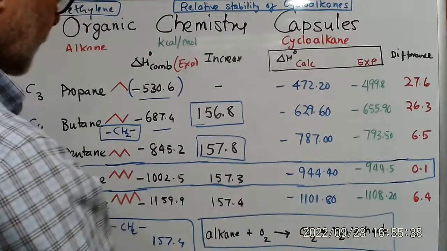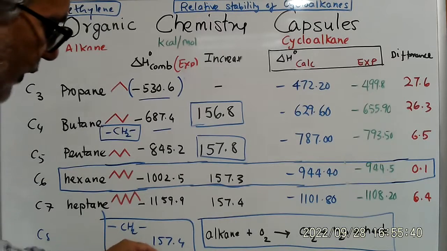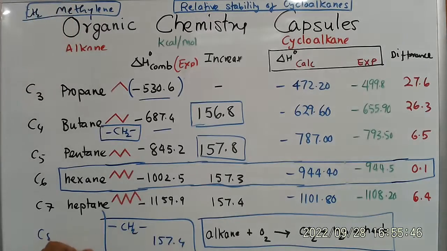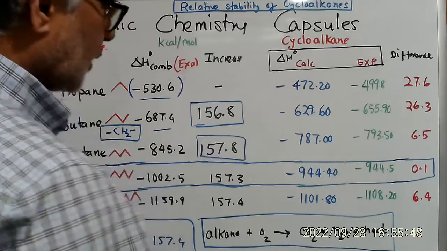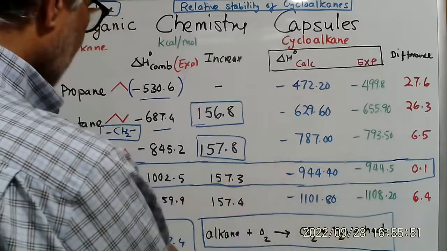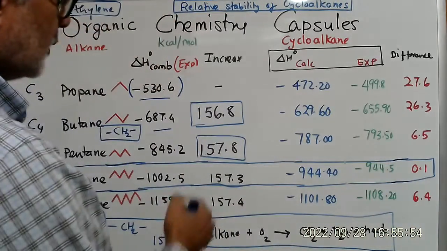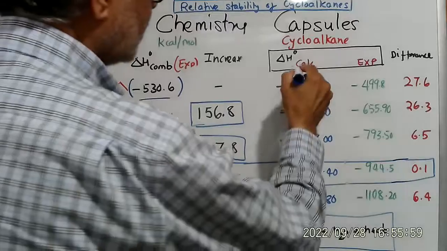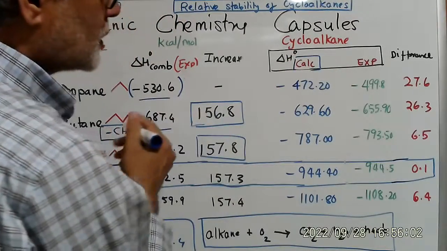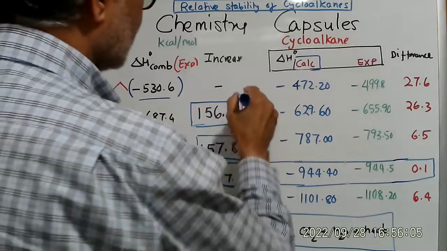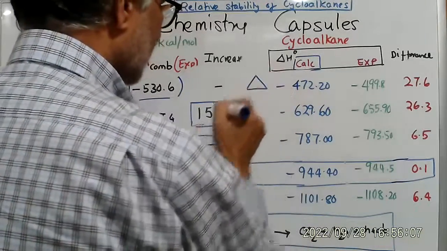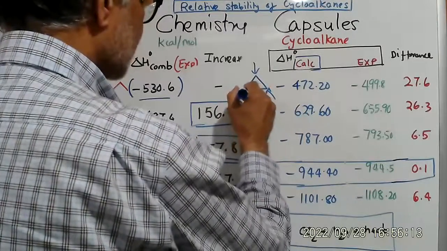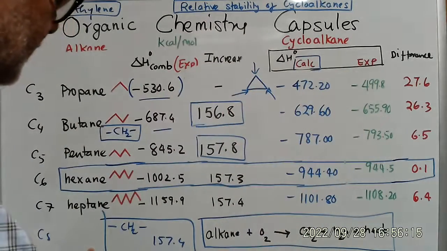So since we know the heat of combustion per CH2 unit, we have established that to be 157.4, of course from experimental data, averaging experimental data. Then we can turn around and apply that and use this data to calculate how much heat will be liberated when, say, cyclopropane is burnt. That's cyclopropane. It has 3 CH2 units. That's a CH2, that's a CH2, that's a CH2. So cyclopropane has 3 CH2 units.